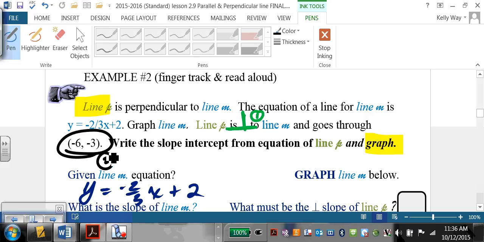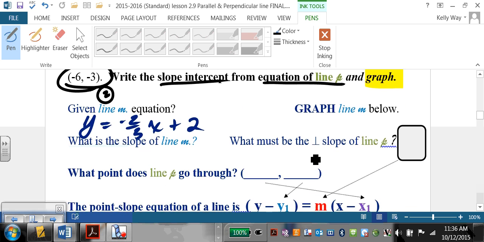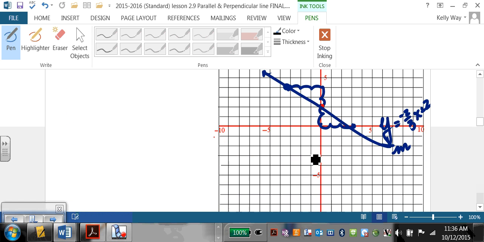Okay, now there's two ways. We want the slope-intercept equation and the graph. There's two ways to get that equation. One is graphically, one is algebraically. You must do both. Let's do it graphically first. Ready? Plot the point -6, -3.